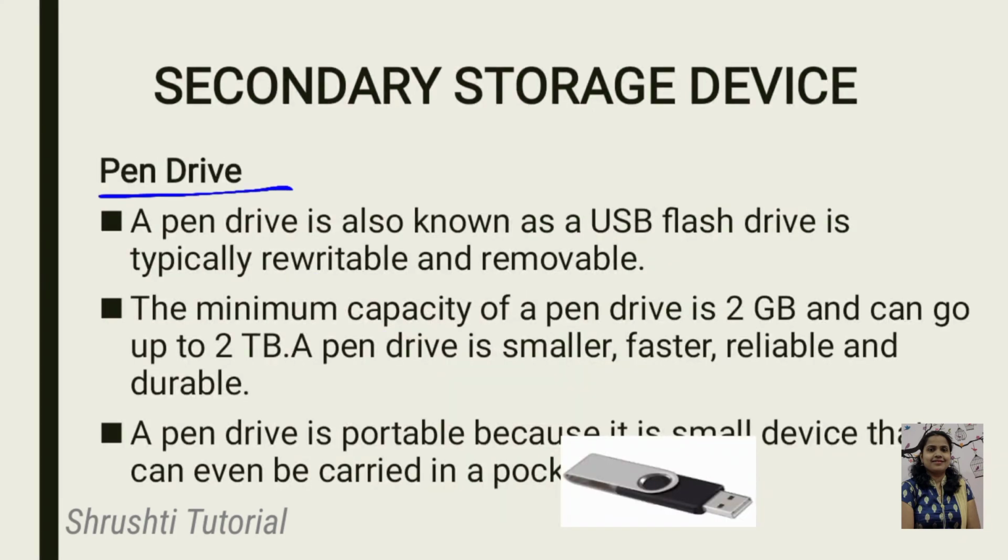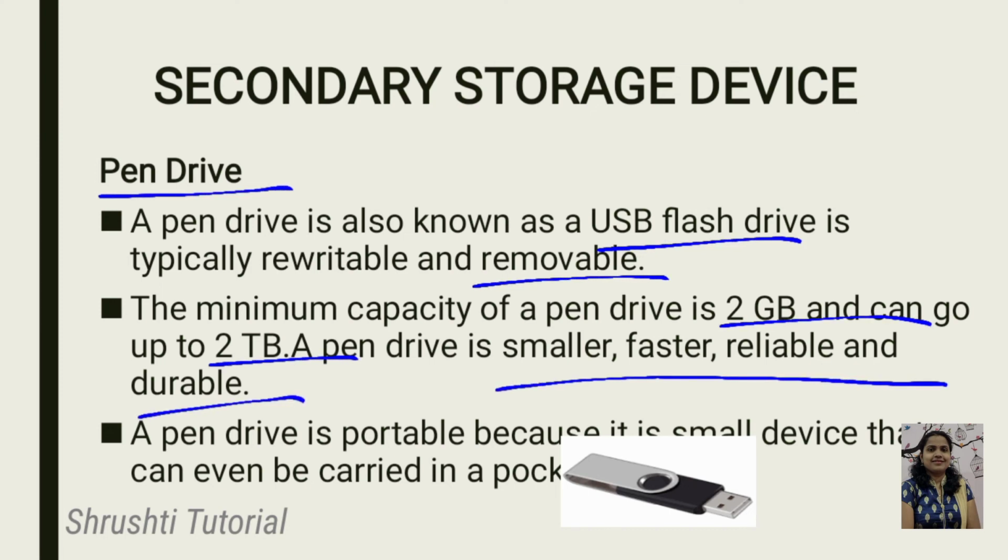Let us discuss the pen drive. A pen drive is also a secondary storage device. It is also known as a USB flash drive. It is typically rewritable and removable. We can remove it easily. The minimum capacity of a pen drive is 2 GB and it can go up to 2 terabytes. These are the memory units. A pen drive is smaller, faster, reliable and durable.